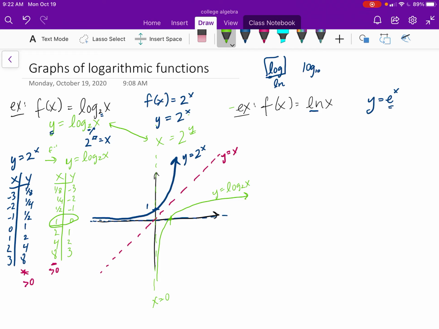Now, just like before, we have transformations, right? We could vertically translate it. We could stretch it. We could shift it horizontally. All those same rules apply. So all those same properties of the parent function, right? We take log as the parent function and we shift it and stretch it and whatnot. Okay, all those rules still apply the same.